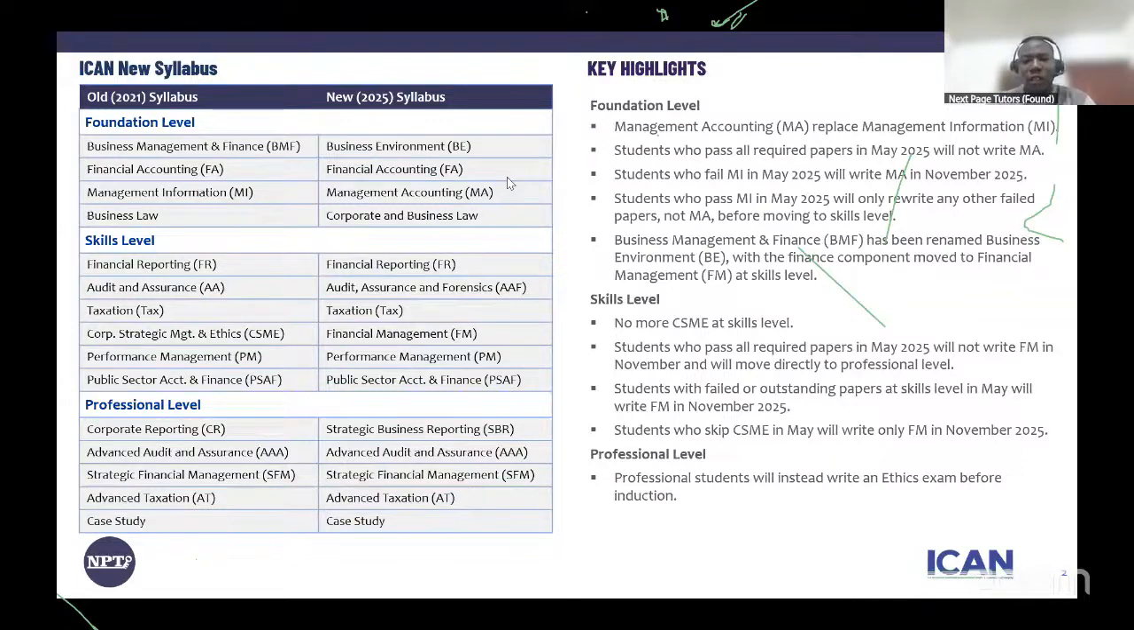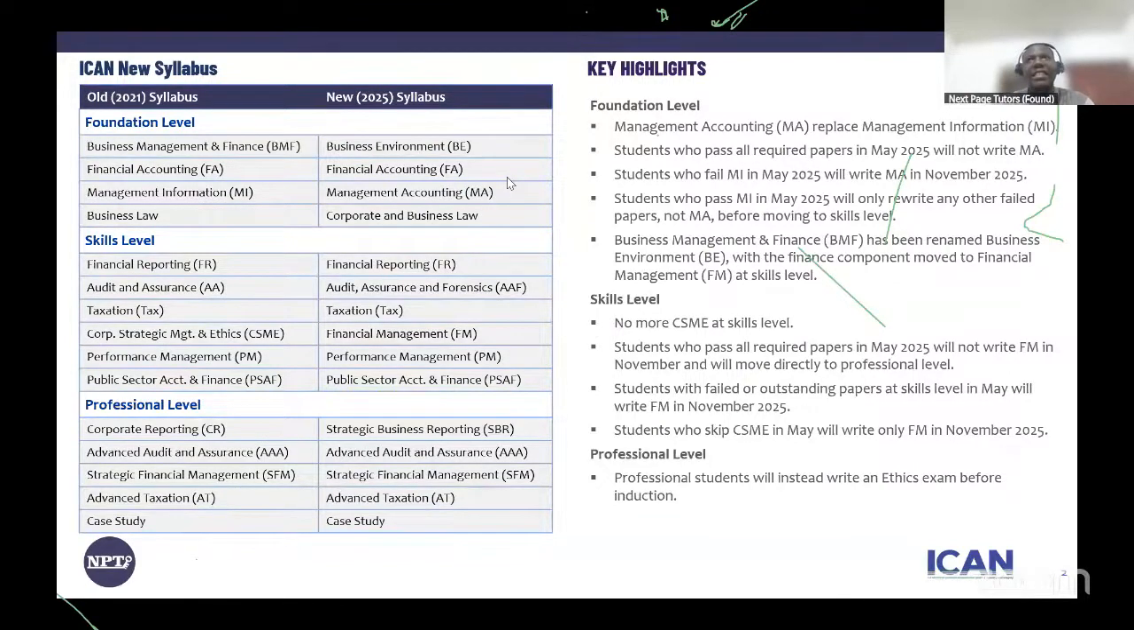We've also been hearing questions around, how are we going to approach financial management? If I have passed all papers, am I still going to write FM? Okay, so to put clarification to that: students who pass all required papers in May 2025 will not write FM in November. You will just move directly to professional level. Why? Because you have cleared all your papers at skills level in May. Of course, you are not eligible to write FM anymore.